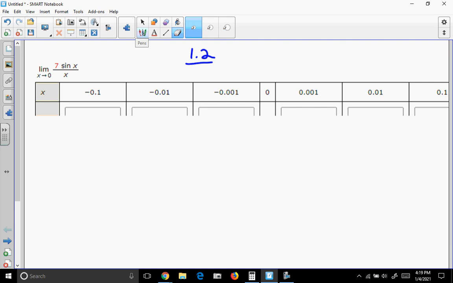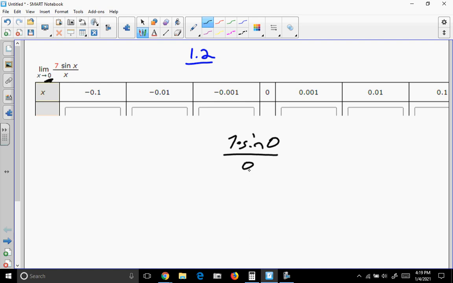So this chapter is dealing with limits, and let's go through solving this problem. If we were to directly substitute a 0 into this function, 7 times sine x over x, we would get 7 times sine of 0 over 0. And remember, we can't divide by 0. That's undefined.